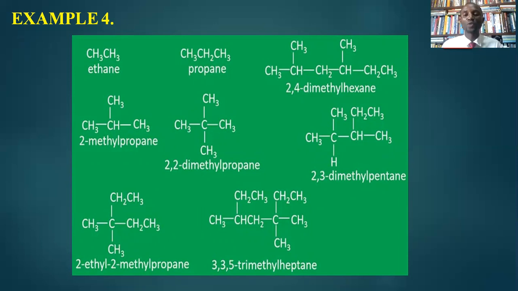Look at this one. We have 2,4-dimethylhexane. We have 2-methylpropane. We have 2,2-dimethylpropane because the two methyls are on the same carbon atom, the second carbon atom. We have 2,3-dimethylpentane. These are names of different organic compounds, alkanes. We have 2-ethyl here, 2-methylpropane. All right, we have 2,3,5-trimethylheptane as the compound.